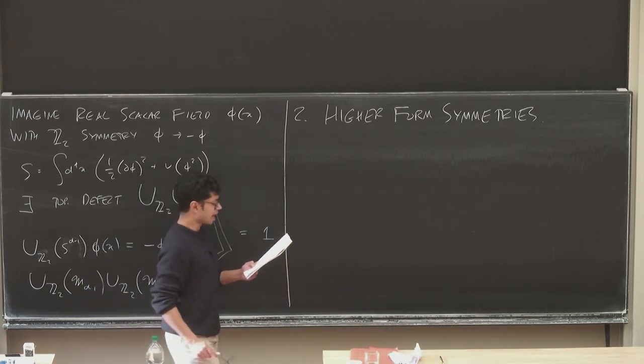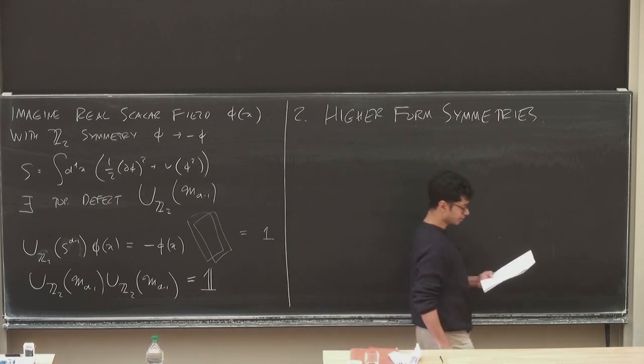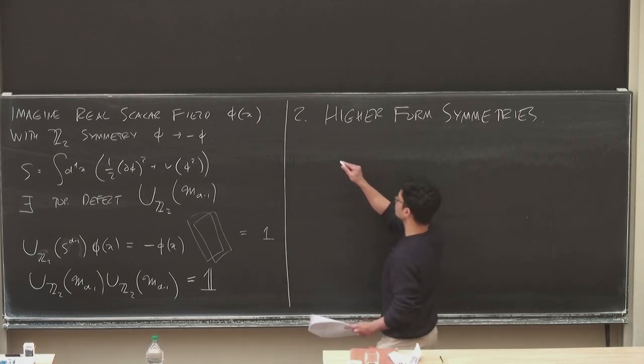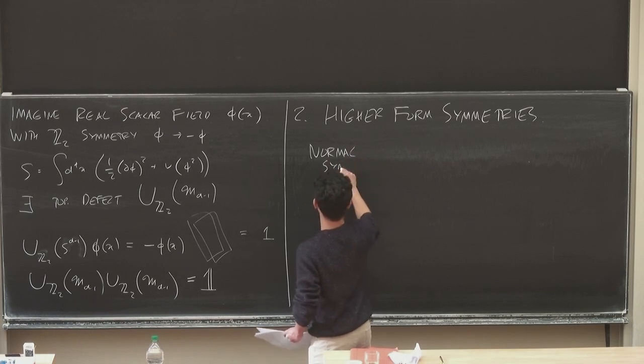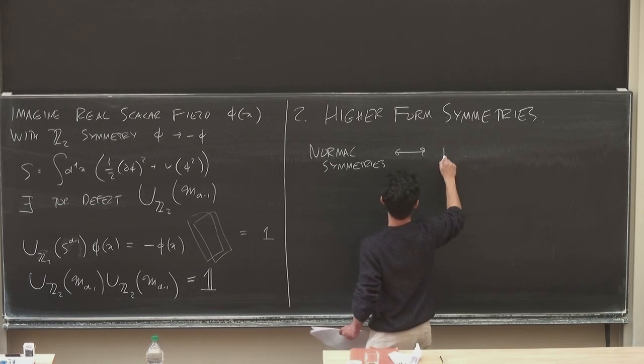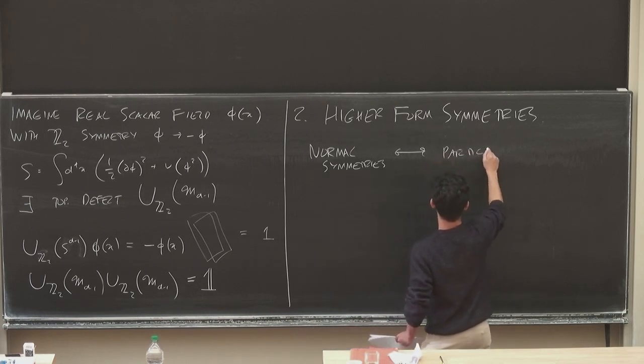So higher form symmetries, they basically answer the following question. So normal symmetries are associated with a conservation of particle number.